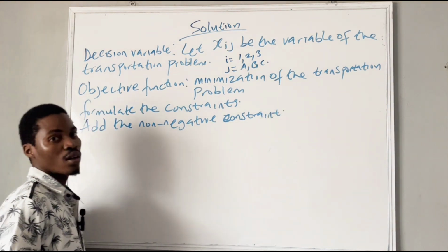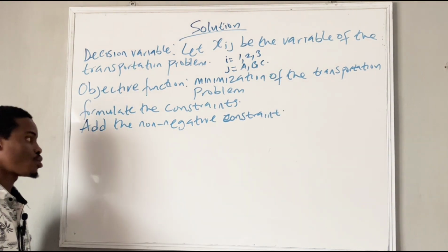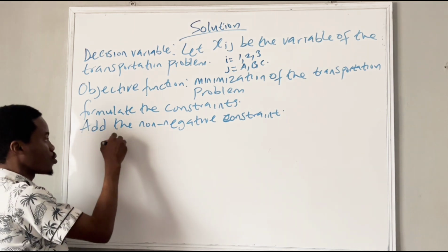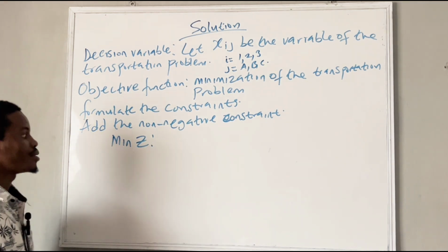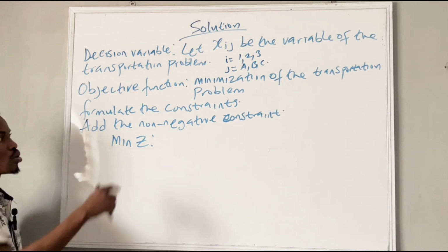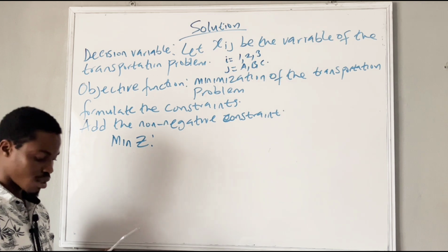If you look, the value is not negative. So that's why we add the non-negative constraint. So for now, we have to minimize z. For us to minimize z, we have been given our cost, the cost of transporting one ton.